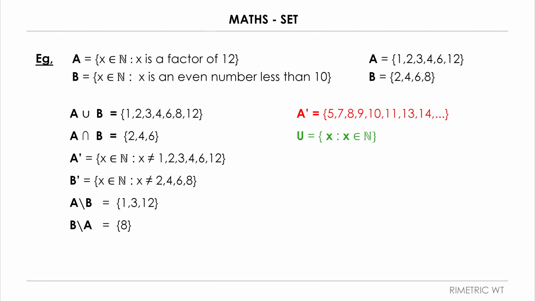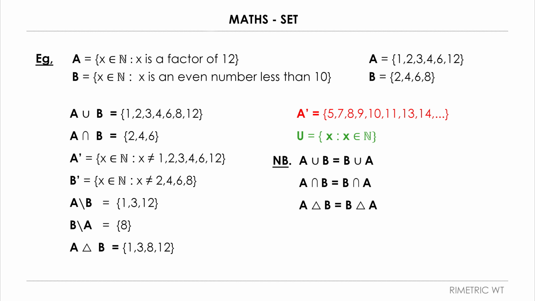The final operation will be symmetric difference of A and B, which is a set containing 1, 3, 8, 12, which is similar to B symmetric difference A. A union B, A intersection B, and symmetric difference of A and B are all commutative, but relative complement between two sets is not commutative unless the two sets are the same. If the two sets are the same, then their relative complement will be the empty set.